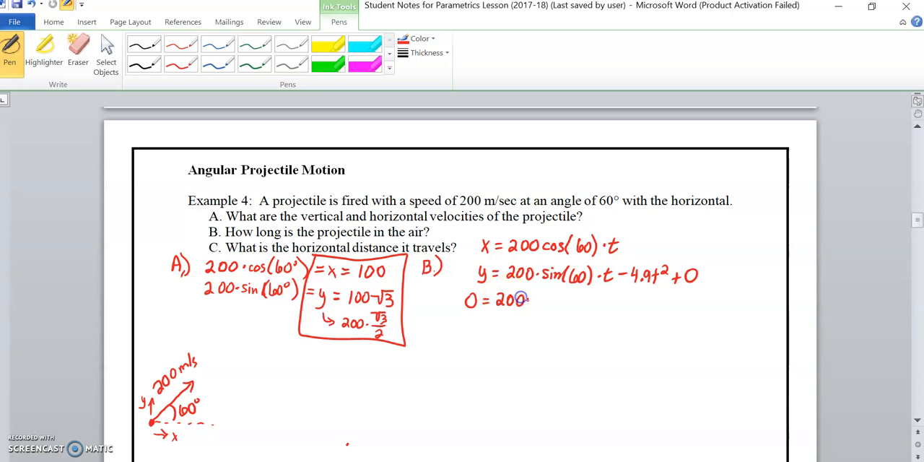So we have 200 sine 60 t. Well, we've at least got it down to one equation, one unknown. Here we can divide by t. We already decided that 200 sine 60 is really just 100 square roots of 3. Nope, sorry, I left that t in there. We divided by t on both sides, so that goes away.